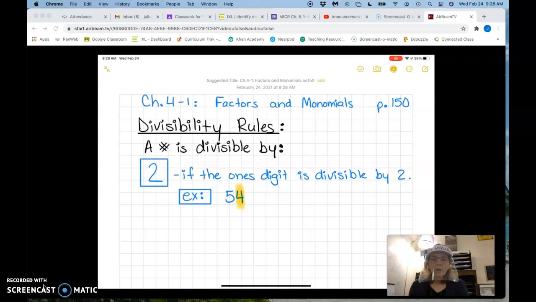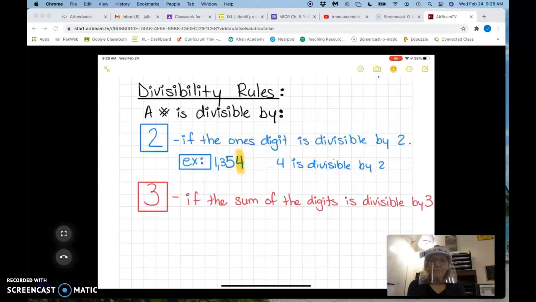Is 4 divisible by 2? In other words, can you do 4 divided by 2 evenly? Yes. So because 4 is divisible by 2, we can say that this whole number, 54, is divisible by 2. All right, and even if that number was longer, what if it was like 1,354? Because the ones place is divisible by 2, the whole number can be divided by 2.